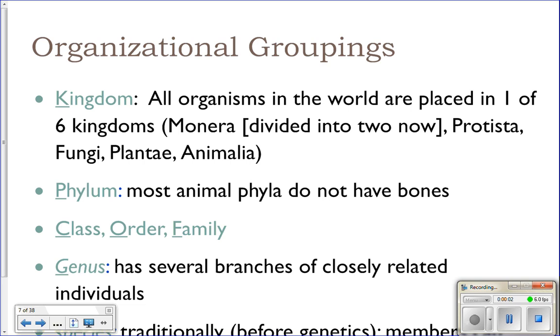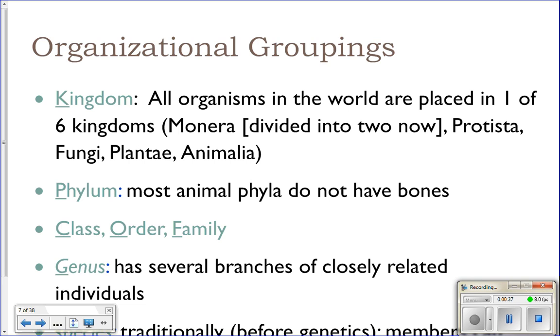So let's take a closer look at our organizational groupings that we use for classification. Basically, we start out in classification and we put things into very, very broad groups. One of the most broad groups, well, the broadest that we will talk about in this course, is the kingdom level of classification. We group things into different kingdoms based on their physical characteristics. All things on Earth are actually placed into one of 6 kingdoms.